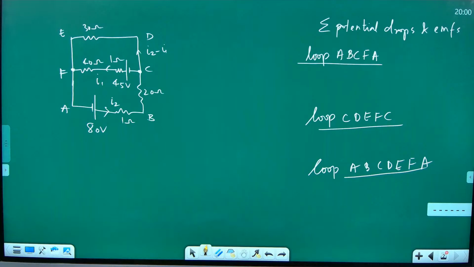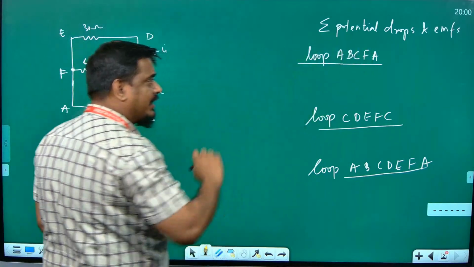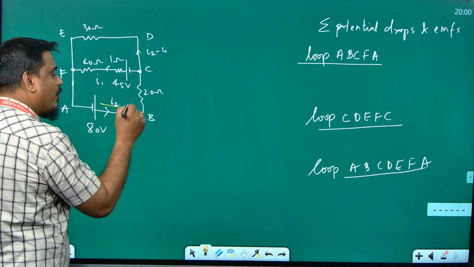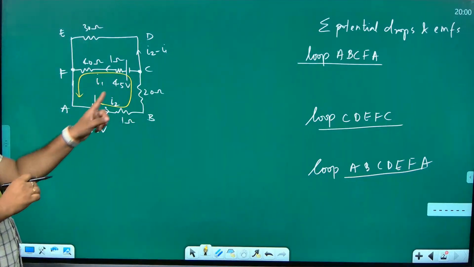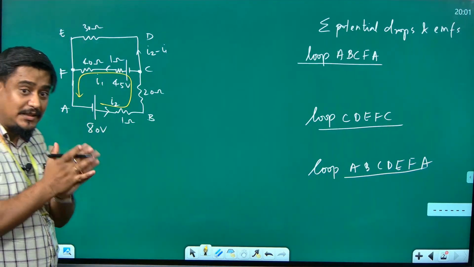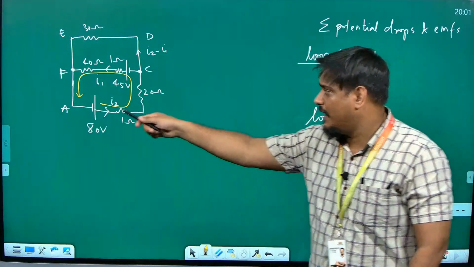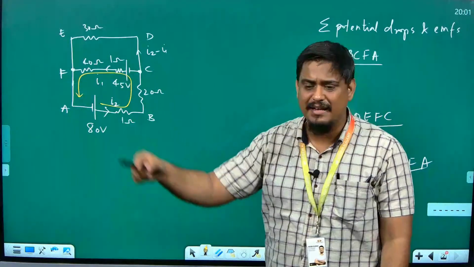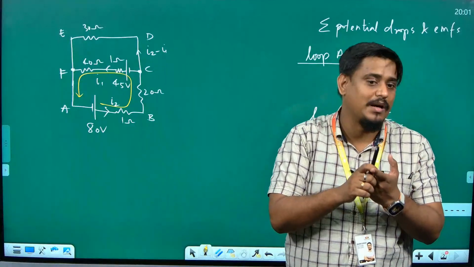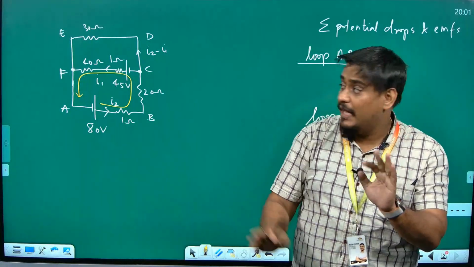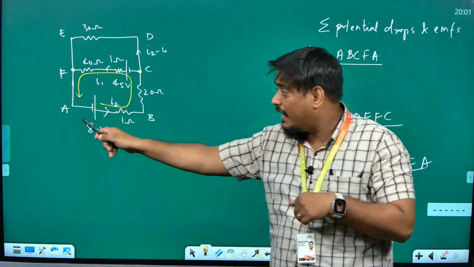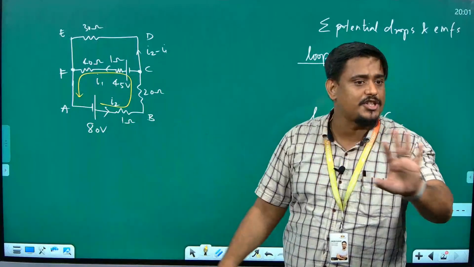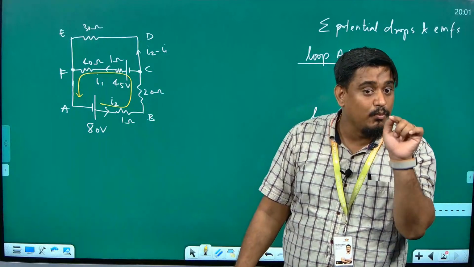Always have a habit, whichever order you have written here, like you have written A, B, C, F, A, try to move in the same order. A to B, B to C, C to F, F to A. Because I have seen some students, they will write loop A, B, C, F, A, but they move AF or FC, CB, BA, randomly take the values and lose marks. So if you are writing loop C, F, A, B, C, then move from C to F first, then F to A, then A to B, then B to C. Your wish, but whatever you are writing, move in the same way.